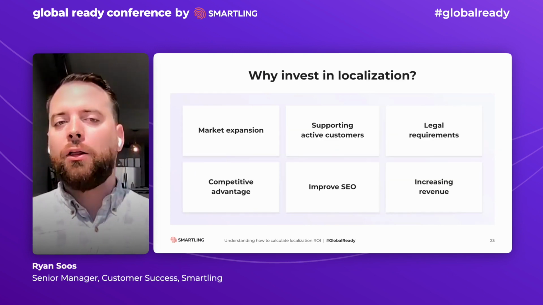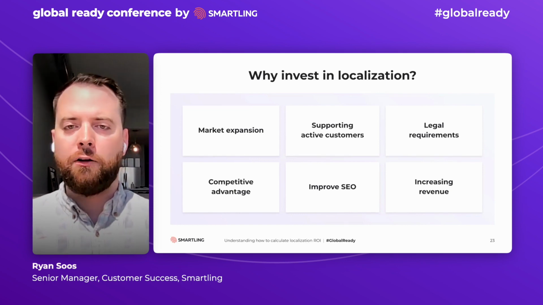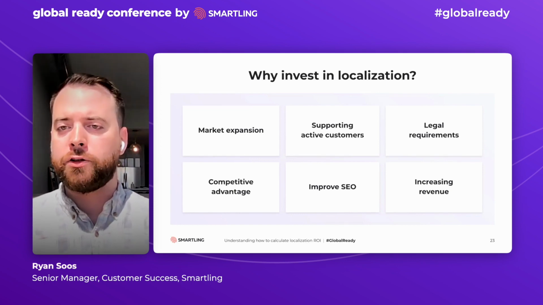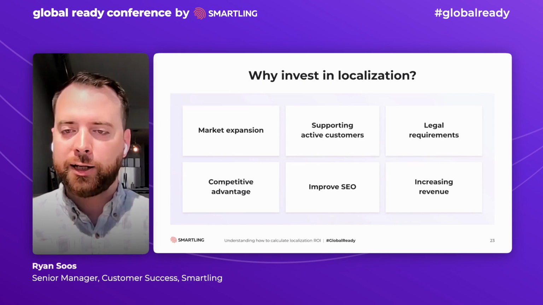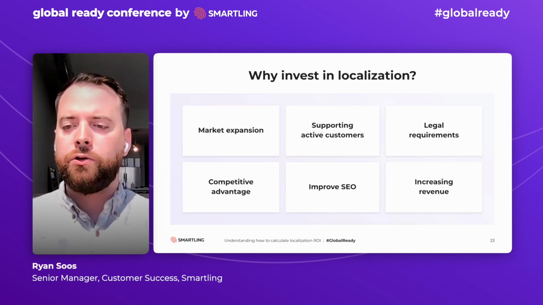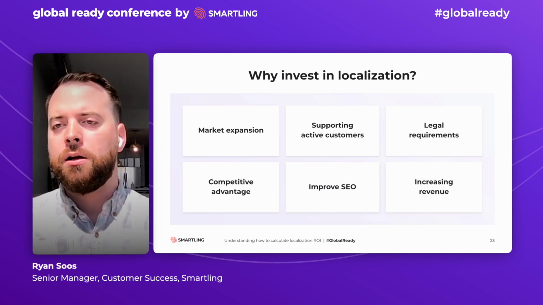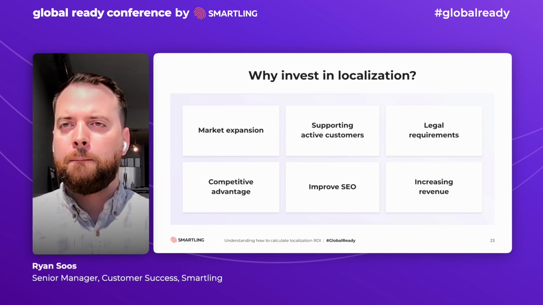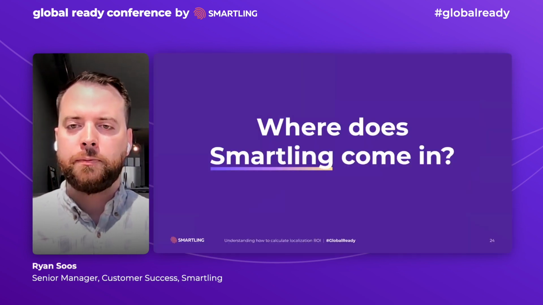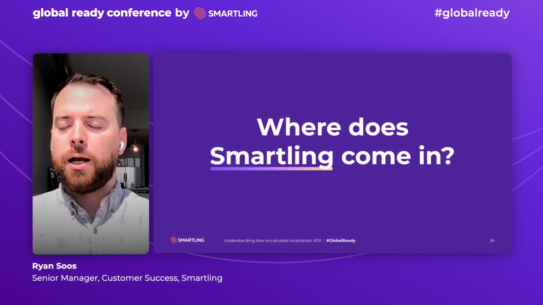So going all the way back to the beginning, why do we invest in localization? We invest because of market expansion, supporting active customers, legal requirements, competitive advantage, improving SEO, and increasing revenue. And we just talked about two items here around saving money during our translation process via translation memory leverage, and then also improving ROI by freeing up developer time and saving on developer costs. So with all that said, where does Smartling come in to help with that?